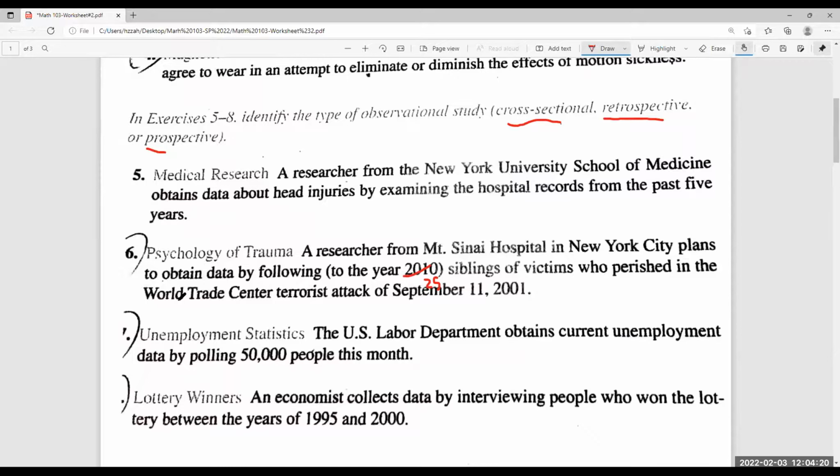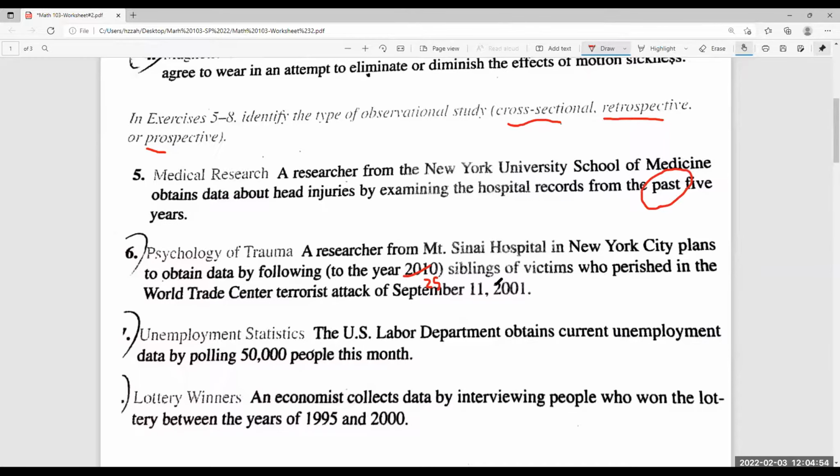Okay, the first one, number 5. A researcher from New York University School of Medicine obtained data about head injuries by examining the hospital records from the past 5 years. Retrospective. It's retro because you have the past. Past would be retrospective. Any question?